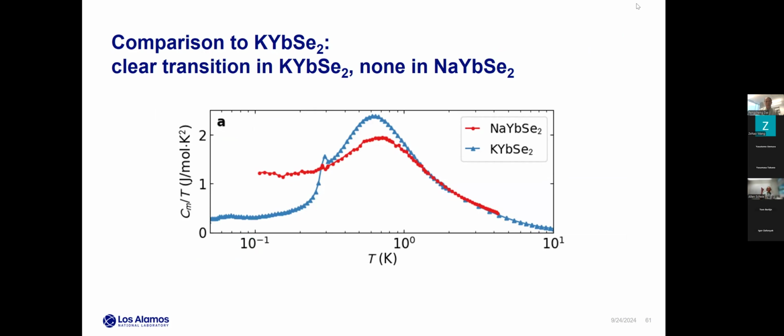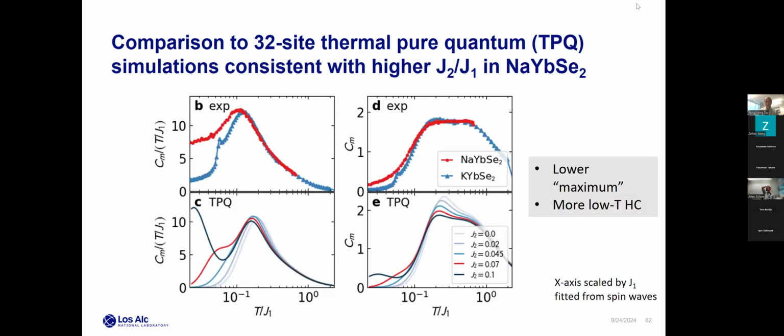And if we compare this data to the potassium compound plotted on the same axes, you can see that there is a difference. The potassium compound has a magnetic order transition, but also the heat capacity bump is lower in the sodium compound. So, next slide, please.